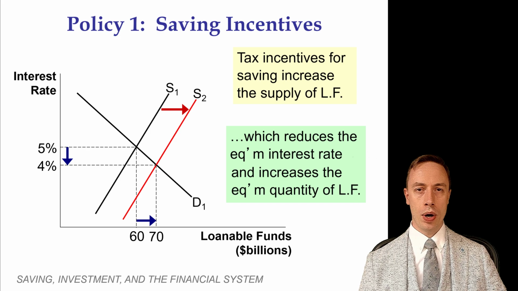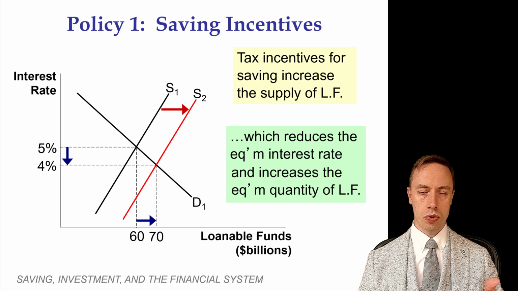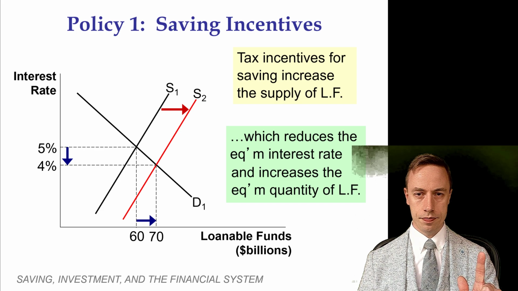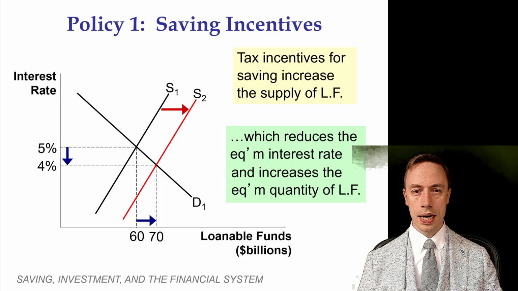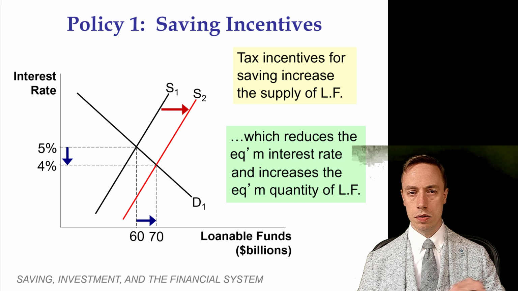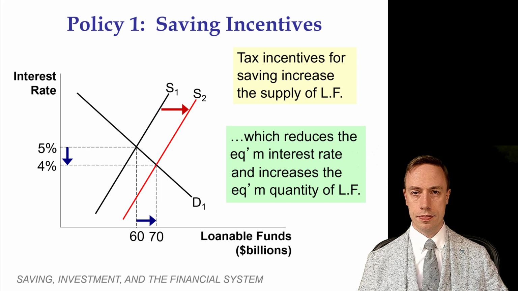In other words, our new equilibrium has 2 numbers associated with it. The interest rate. You can predict that as a consequence of these savings incentives, the interest rate will fall. And number 2, the quantity of loanable funds. You can predict that as a consequence of this policy, the quantity of loanable funds will increase. Every time we use supply and demand, that's going to be our 2 predictions. What happens on the price axis, what happens on the quantity axis.